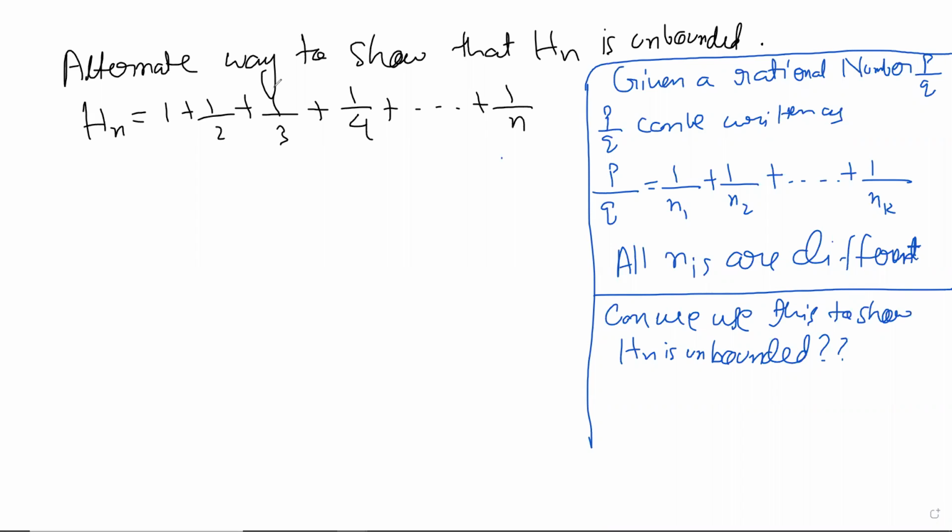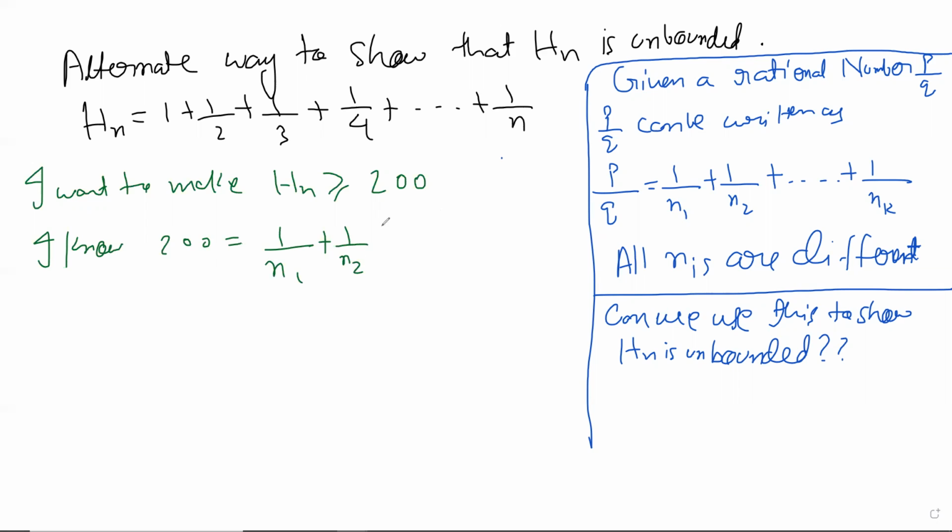See, it's almost obvious, right? Let's say I want to make Hn bigger than... So this is an alternate way. We already have a way, but we are trying to come at it from a different direction. Let's say I want to make Hn bigger than 200. But then I know that 200 can be written like this. I don't know what those ni's are. I don't have a description, but I know it can be done because each step will be simple. Some sort of an algorithm we will have to devise to prove it. Or you can just try it, take some numbers and try it, or just think how you can do it.